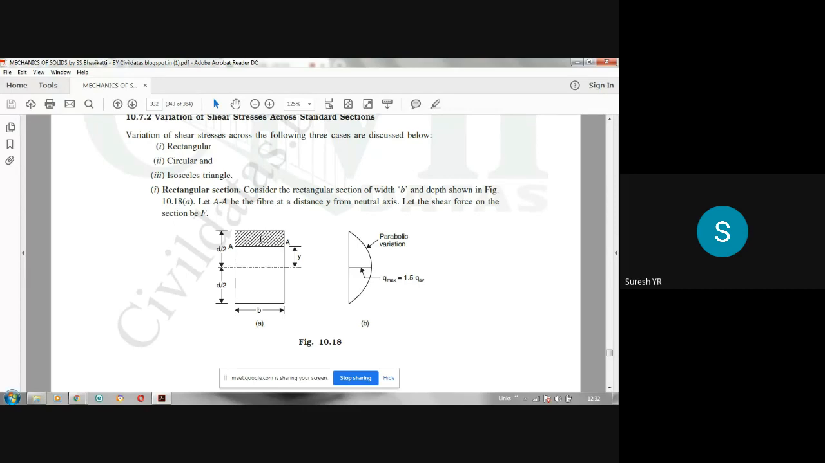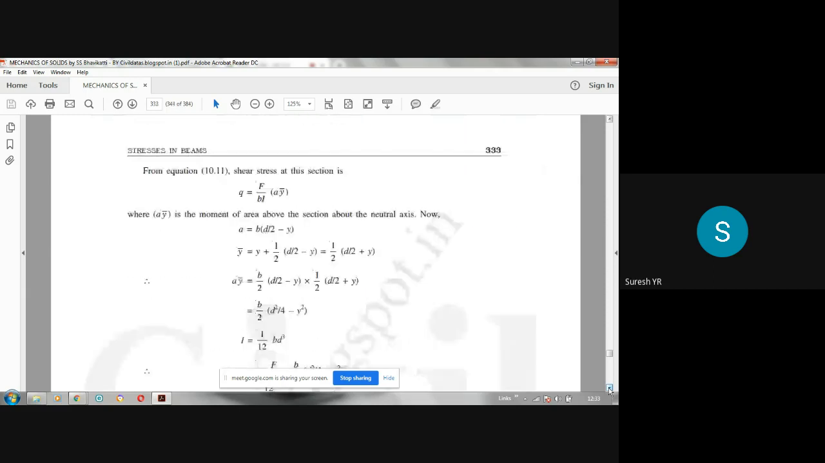Because the centroid is exactly at the midpoint of the rectangle. So the distance y bar is the distance from here to here, which is not shown, you can make a note of that. If you locate the centroid of the shaded region, it will be here. So the distance of the centroid from the neutral axis will be y plus (d by 2 minus y) divided by 2, that is y plus half of (d by 2 minus y). If you simplify that, you will get half into (d by 2 plus y).